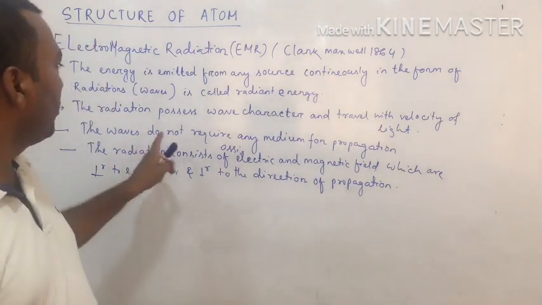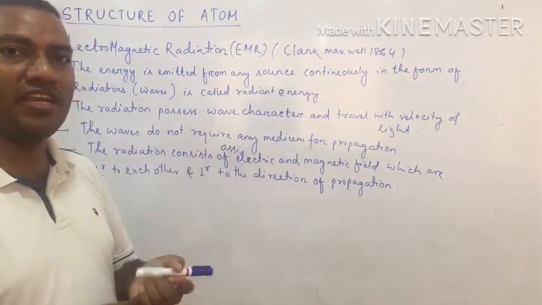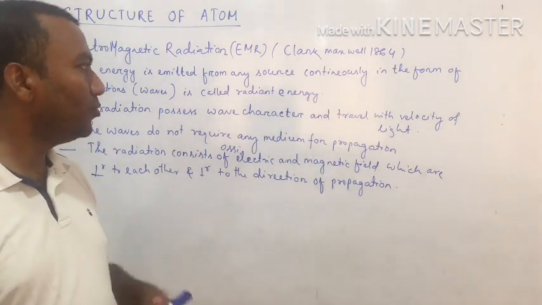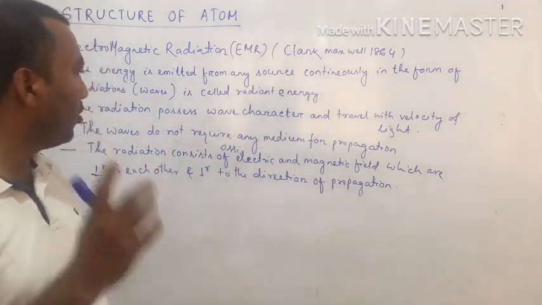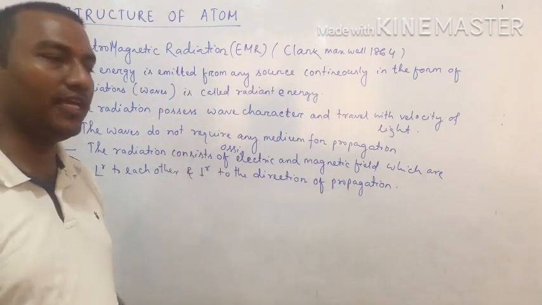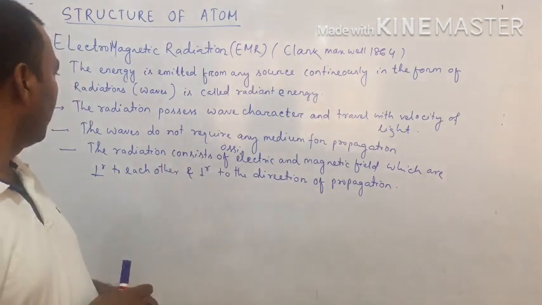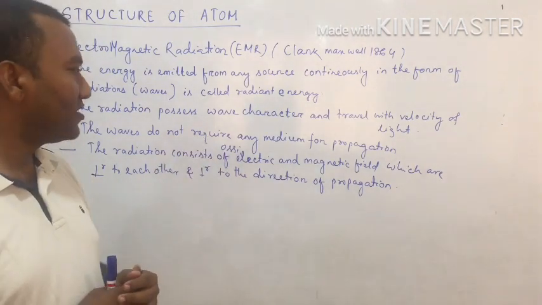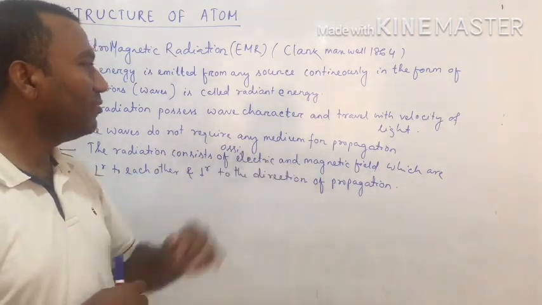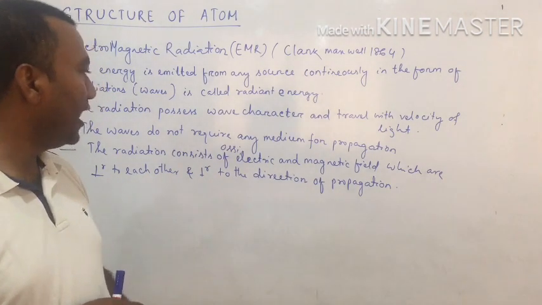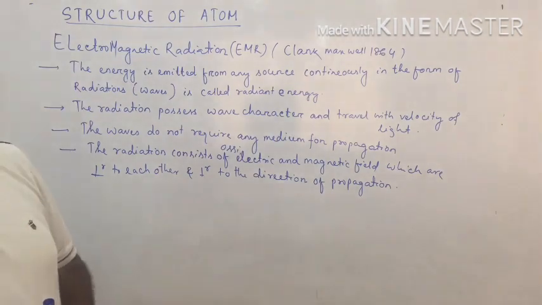Clear? Third, the waves do not require any material medium for propagation. So they can move at the speed of light, and they do not require any medium for propagation. So in the vacuum also they can propagate. Next, the radiation consists of oscillating electric and magnetic fields which are perpendicular to each other and also perpendicular to the direction of propagation.